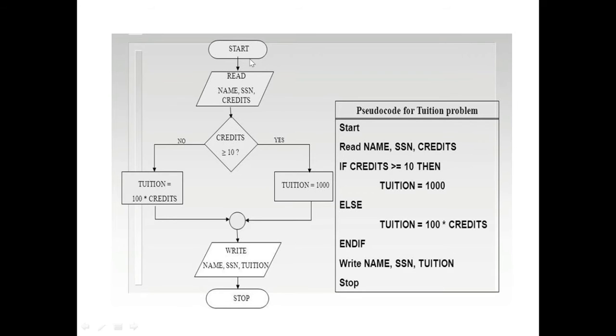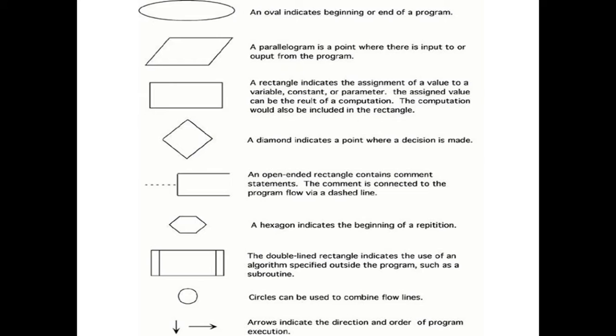So we have started the flowchart by using this particular block. Let's see the meaning of this block. The oval indicates the beginning or end of the program. This is an oval shape or an egg shape, and it always indicates the beginning or end of your flowchart.